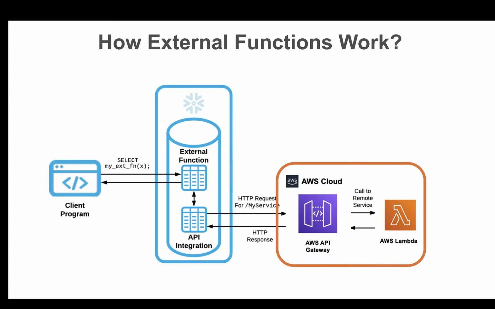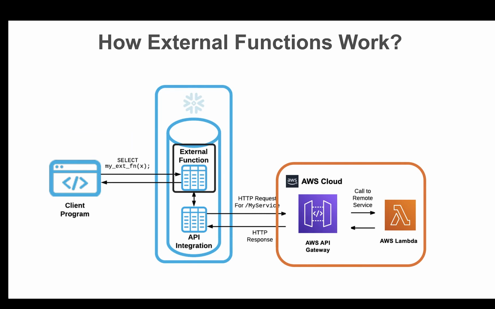Snowflake does not call a remote service directly. Instead, Snowflake calls the remote service through a cloud provider's native HTTPS proxy service, for example, the API gateway on AWS. The main steps to call an external function are: first, a user's client program passes Snowflake a SQL statement that calls an external function.